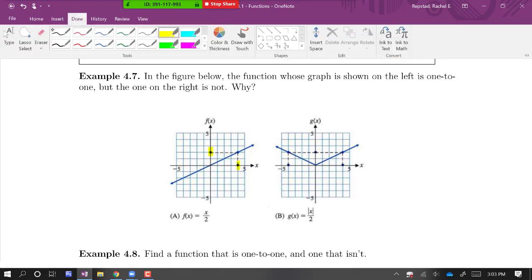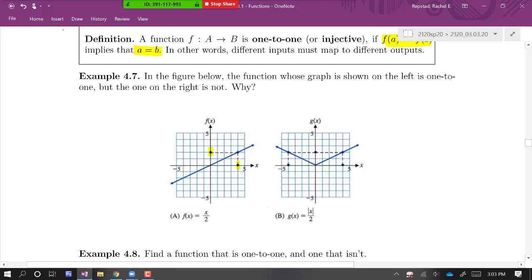If we're looking at a graph, we could tell a function is one-to-one if it passes what we call the horizontal line test. The graph on the right is not one-to-one because I can see that there are two values, both 4 and -4, that map to the output 2. We've doubled up on outputs. So the one on the left is one-to-one, or injective.